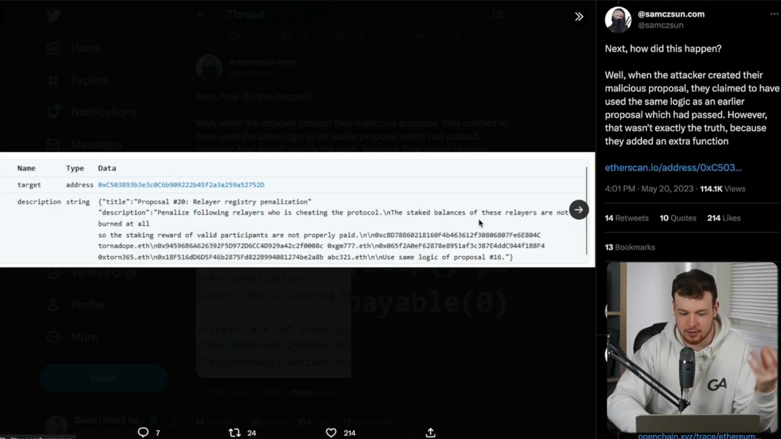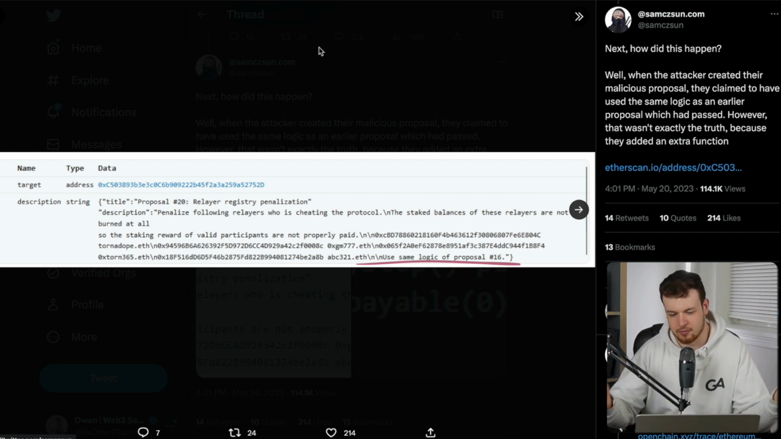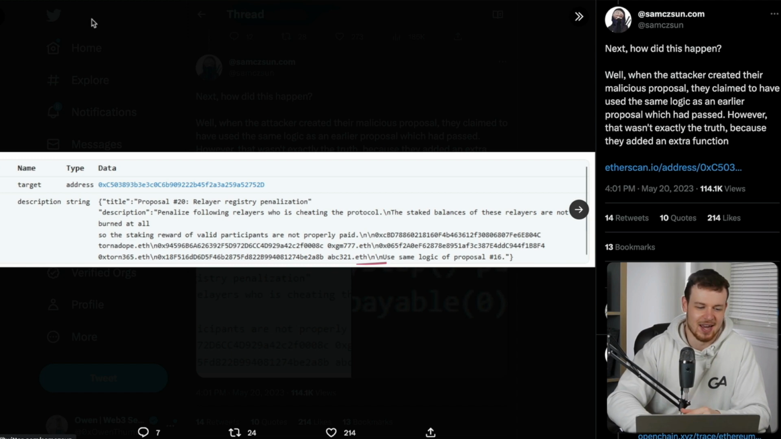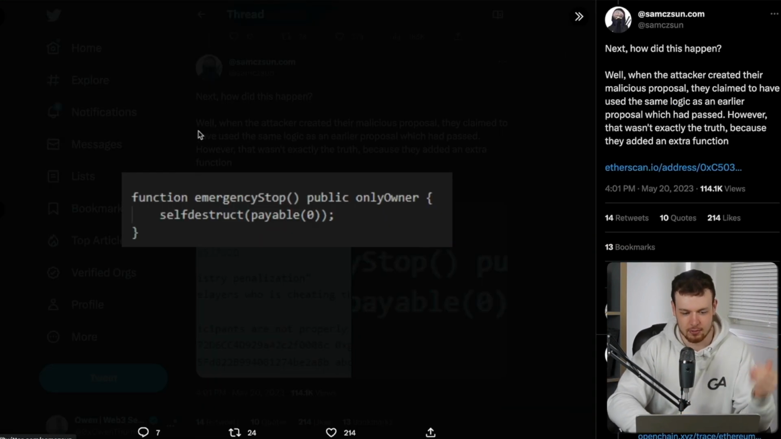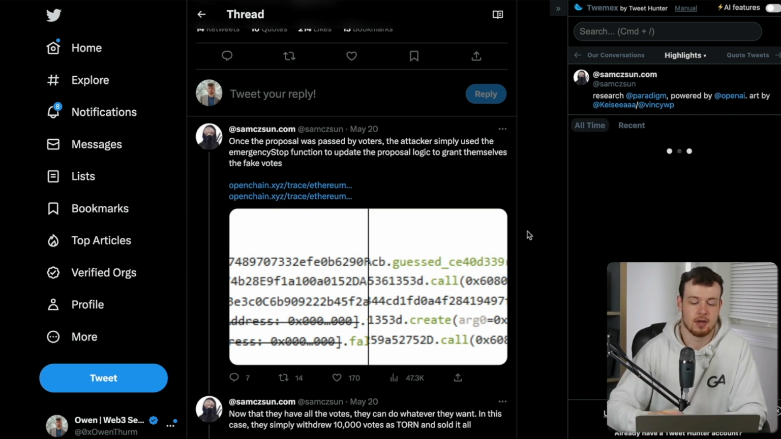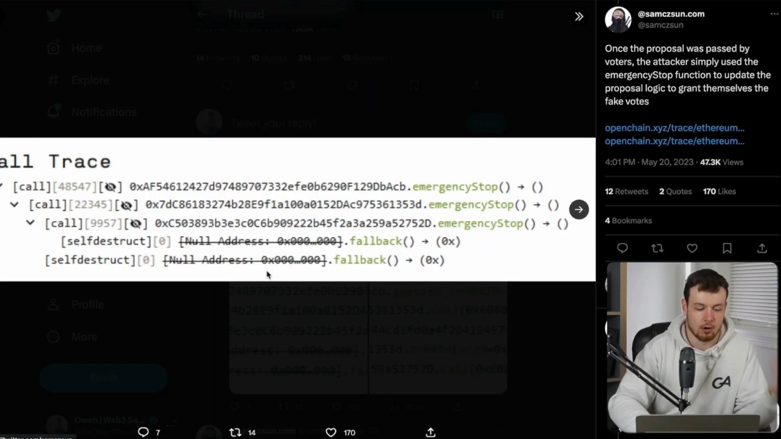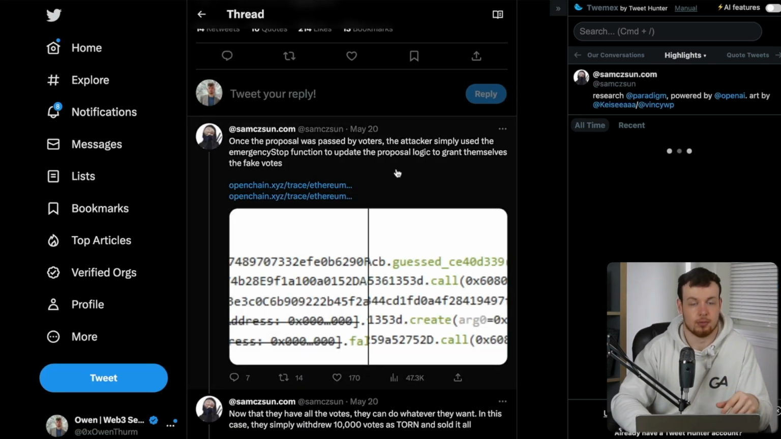And you can see the attacker even said that this was the same logic of a past proposal. And so, sort of pulling the wool over the voters' eyes, making them think this is just another proposal, another common everyday thing. And essentially just telling the voters to give it an LGTM on this, and they're able to sneak this function through. So then once that proposal was passed, then of course the attacker was able to end up calling the emergency stop function on that proposal contract and end up self-destructing it, and then ultimately replacing it with a brand new implementation with basically arbitrary code.